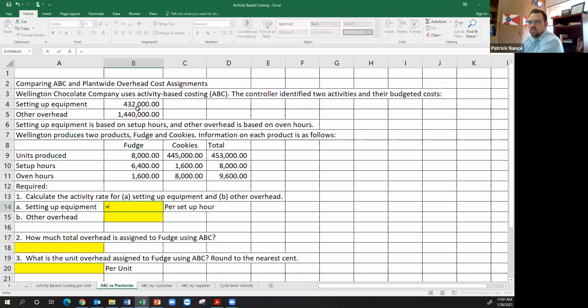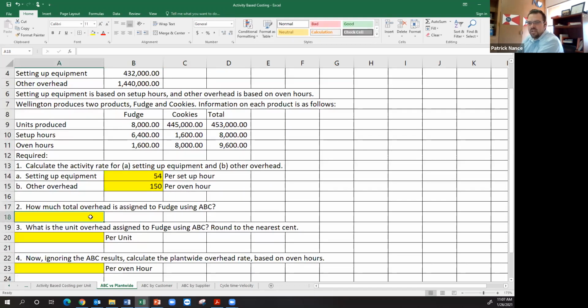So to do that, I take the total setting up amount and I divide it by the total amount of setup hours. So $54 per setup hour, and then per oven hour for the other overhead. So same thing, I'm gonna take the total cost of other overhead divided by the total oven hours to get $150 per oven hour.